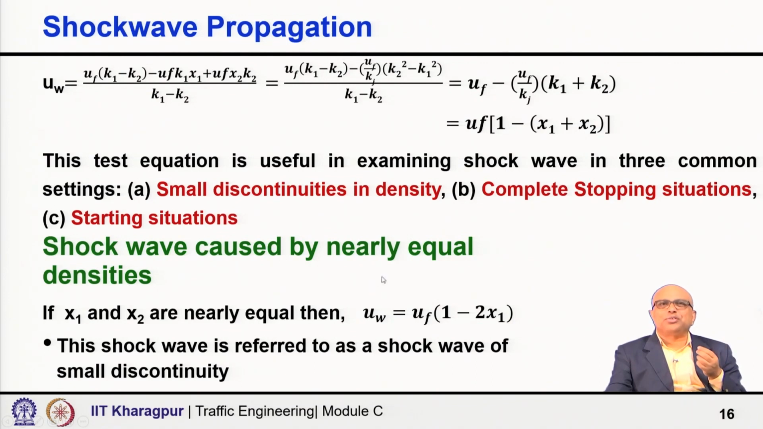First, shock wave caused by nearly equal densities. Remember that we are talking about nearly equal densities. If x1 and x2 are nearly equal, then we can simply write uw equal to Uf into 1 minus 2 x1. We are not writing x1 and x2 separately, because they are nearly equal. Simply we take x2 equal to x1, and we express the speed in this form. This shock wave is referred to as the shock wave of small discontinuity. Carefully observe this part: small discontinuity means x1 and x2 are nearly equal.